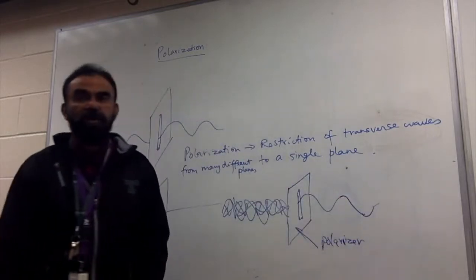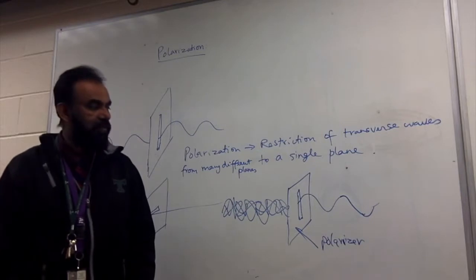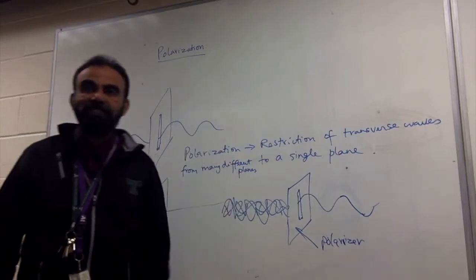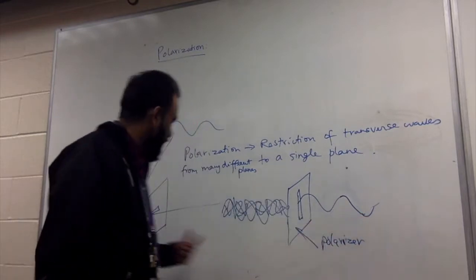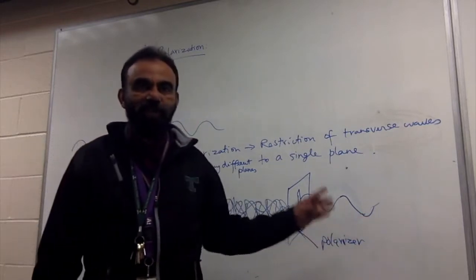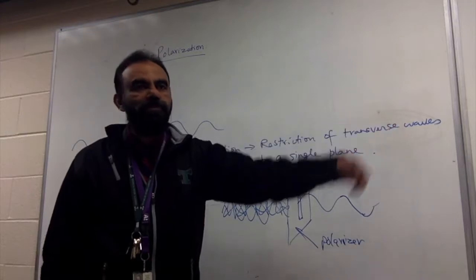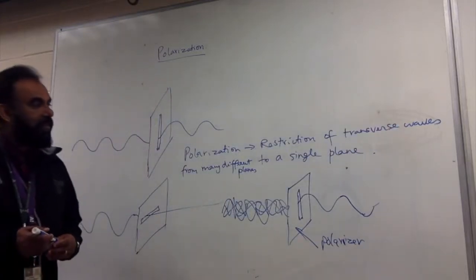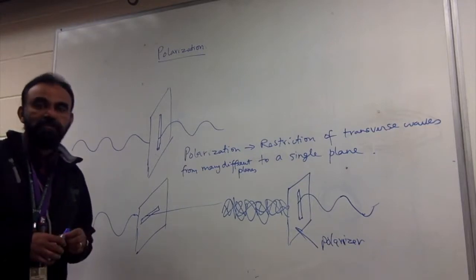How do you know this is polarized? You can just keep one more like this. You can keep one more in the horizontal manner, and what will happen? It won't go through. You get it? This is called polarization.